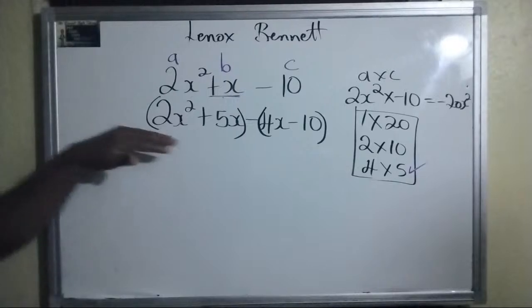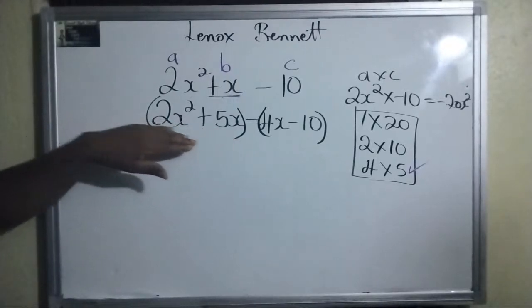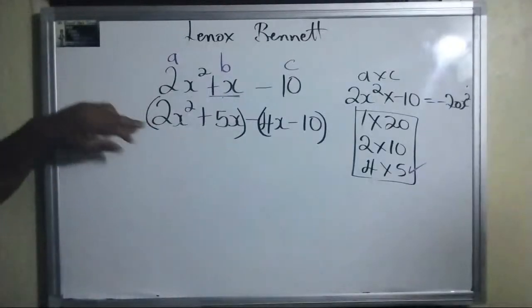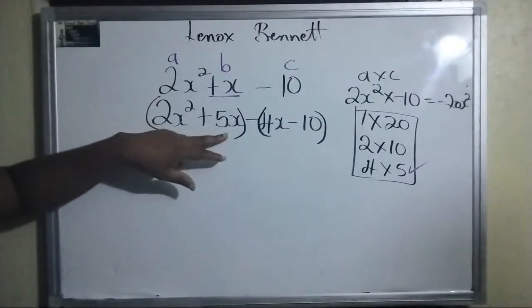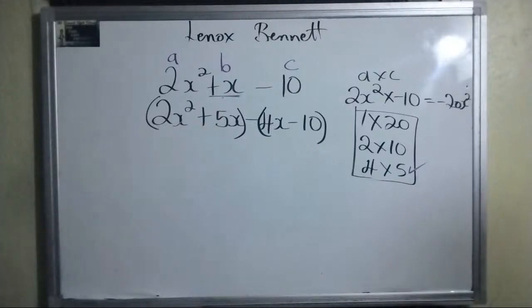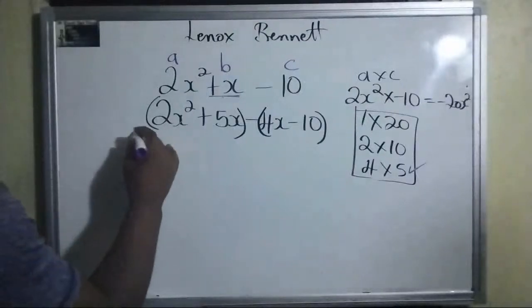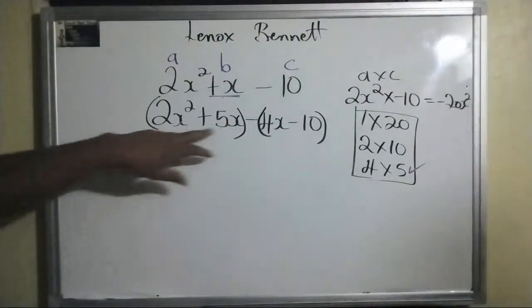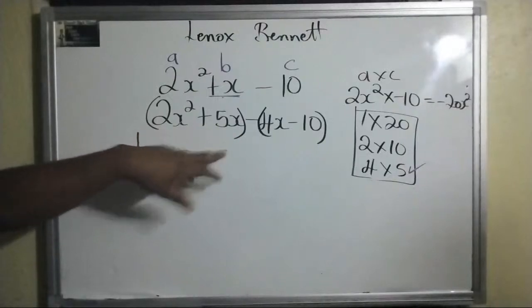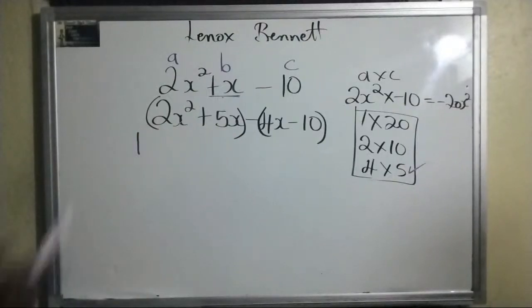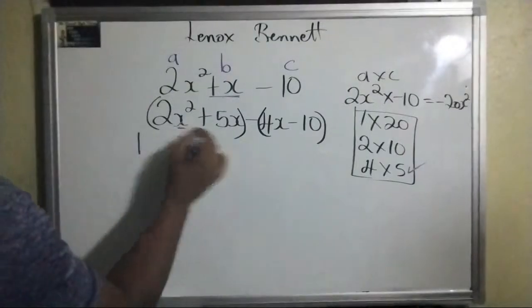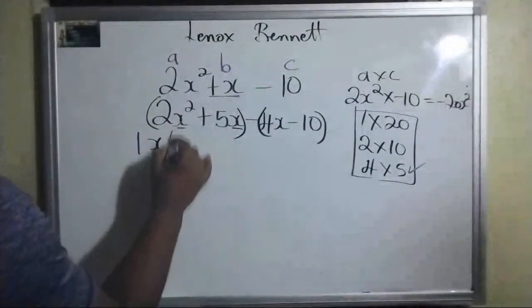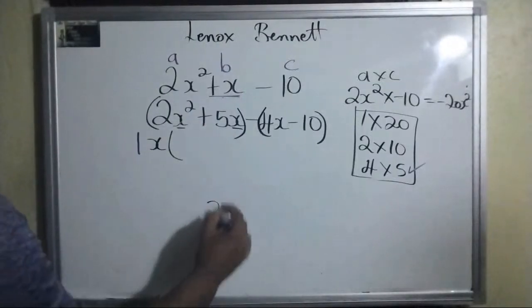Alright, so now we have a challenge. We want to factorize 2x squared plus 5x. There's no number that can go into 2 and 5 without a remainder, because remember 5 is a prime number. So we can just put the 1 there, because some students tend to divide this by 2 and say 2.5. No guys, you can't do that. The highest common factor is 1, and then you focus on the x terms. So x will go here, and then you divide.